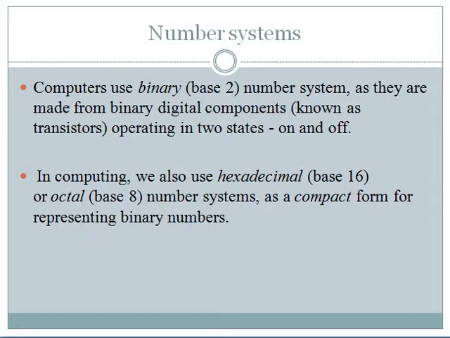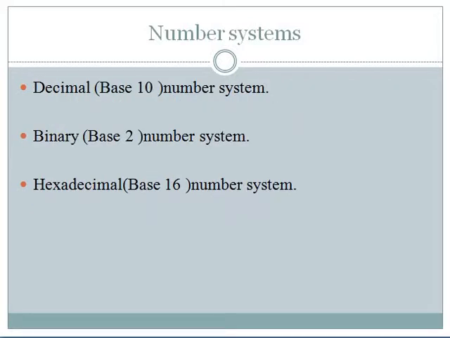In computing, we also use hexadecimal or octal number systems as a compact form for representing binary numbers. In computers, we are not only using the binary number system. Here we are also using hexadecimal with base 16, from 0 to 15, totally 16, and octal, that is 0 to 7, as a compact form for representing binary numbers. We will see these number systems one by one.